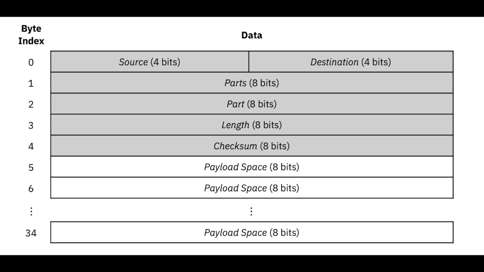the header of the packet in gray contains the source, the destination, the number of parts in this message, the part number that this packet is, the length of the payload inside this packet, and a checksum to make sure that the packet was sent without corruption.